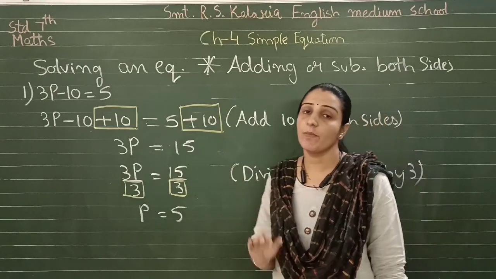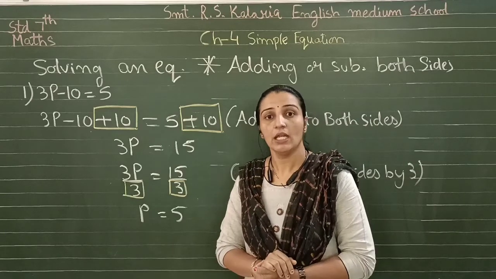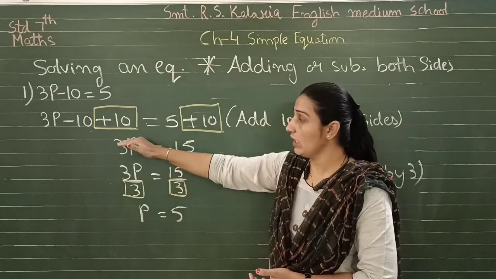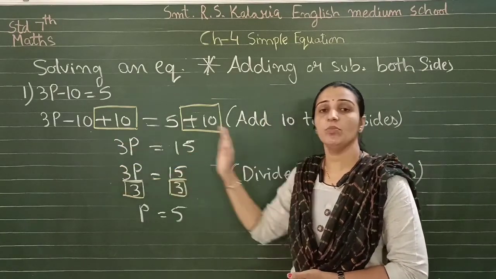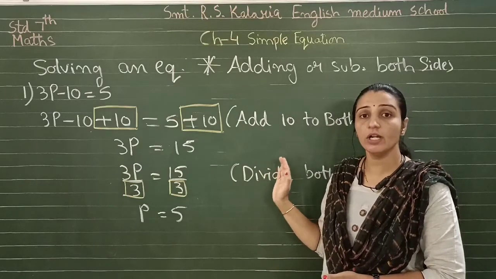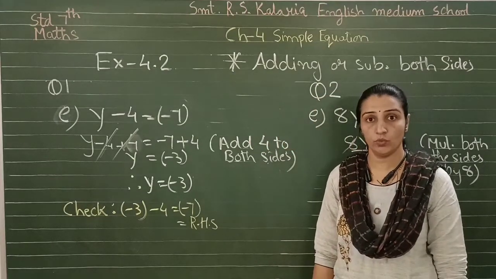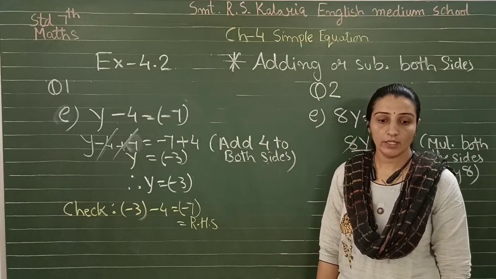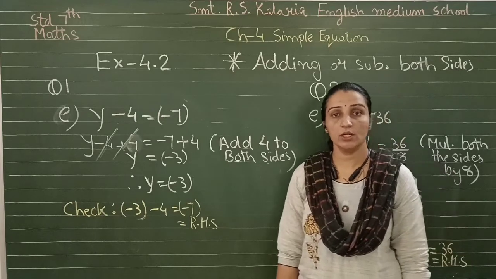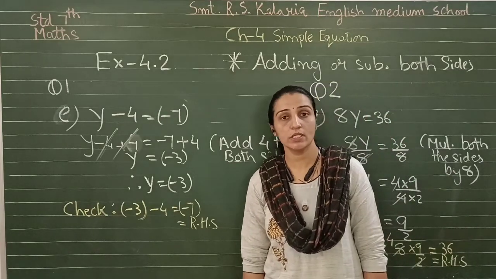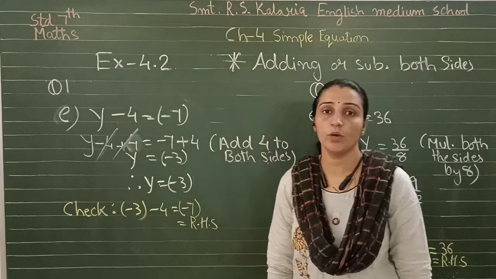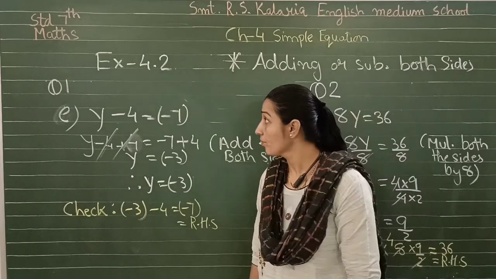So here you only have to remember that whatever we are doing on the left hand side, the same thing we have to do on the right hand side. Based on this, let us start with exercise 4.2. Question 1 to question 4 are to be done with the same method. So I will just solve one sum from each and every question.